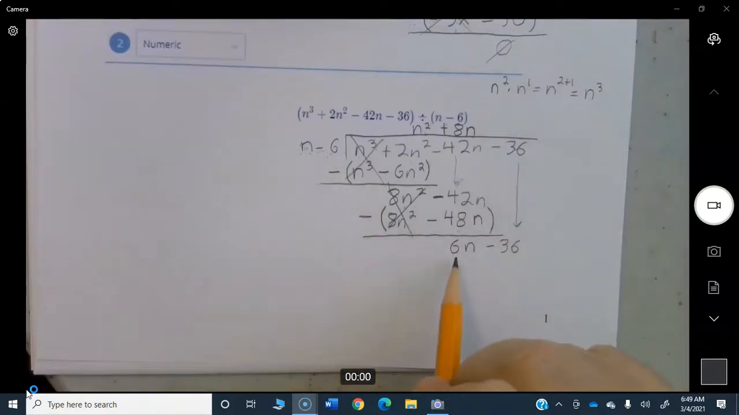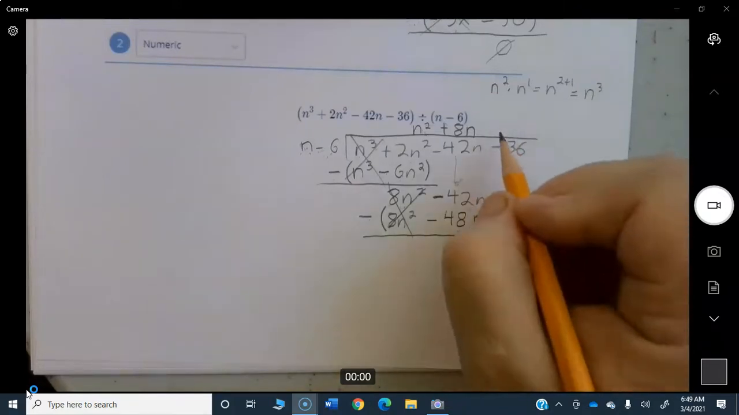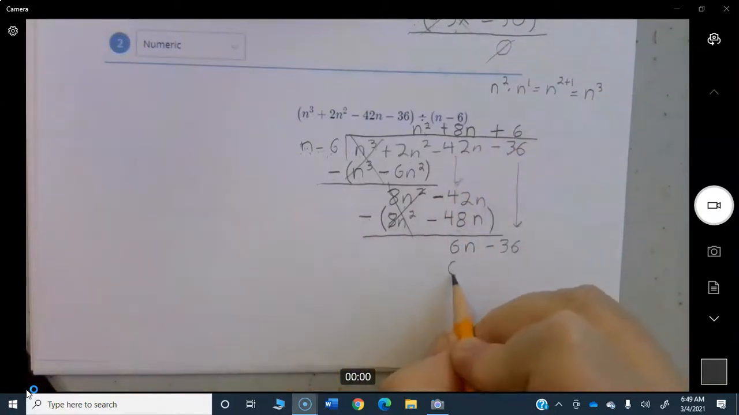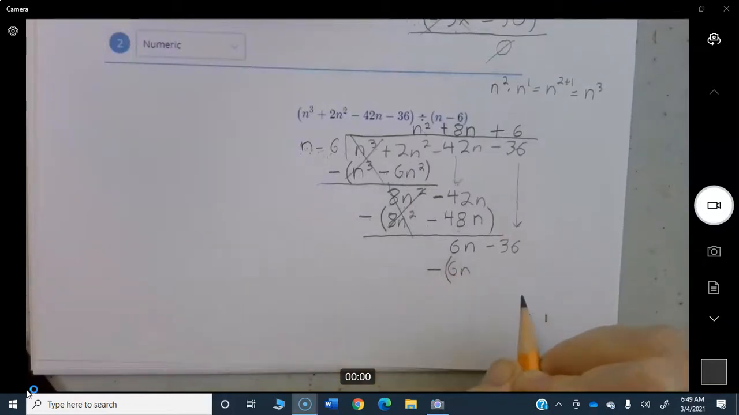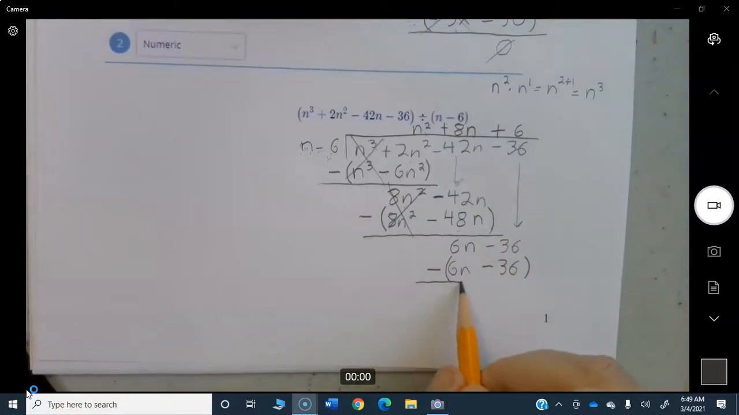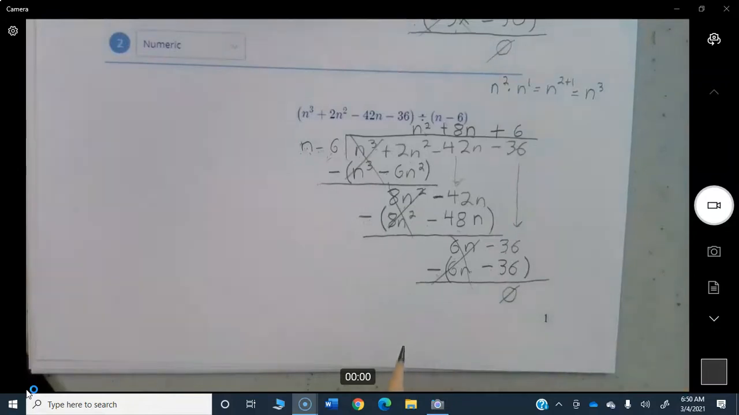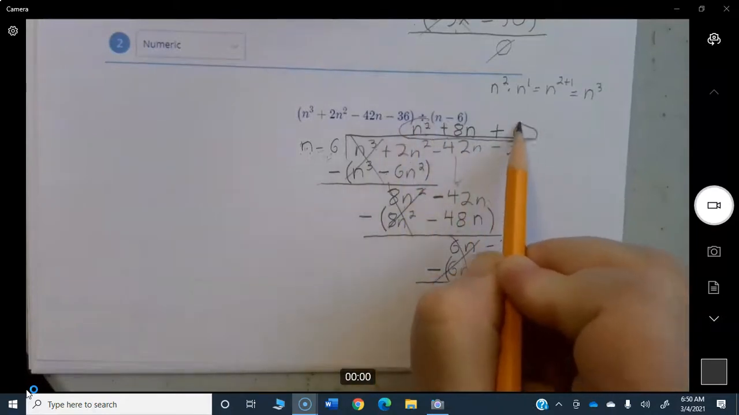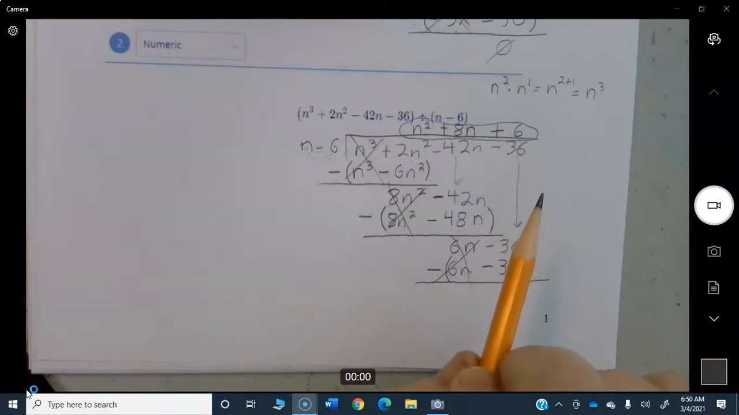Alright, so n times what will give you 6n? And the answer is 6. So I'm going to put a 6 right up here. 6 times n is 6n. And then we open the parenthesis and put a negative sign because we got to do a subtraction. And 6 times negative 6 is negative 36. And we're going to close the parenthesis and subtract now. So 6n minus 6n goes away. Negative 36 minus negative 36, negative negative is a positive, so negative 36 plus 36 is 0. So you end up with nothing at the end of the problem for a remainder. You're done with your last term, so this is your answer. It's n squared plus 8n plus 6. Like that, okay?